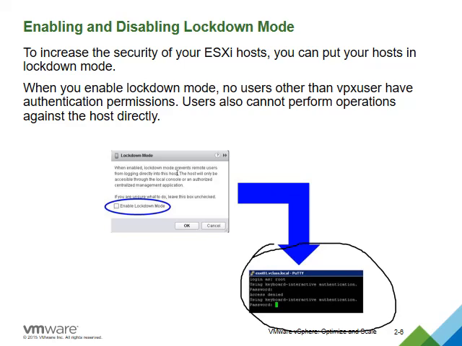As you see in this slide, to increase the security of your ESXi host, you could put your host in lockdown mode. But when you enable lockdown mode, no users other than the vpxuser have authentication permissions, and the users cannot perform any operations against the host directly. As you'll see here, when you perform your lockdown mode, you get this checkbox. Right here is where you'd want to check it to ensure that you enable lockdown mode.